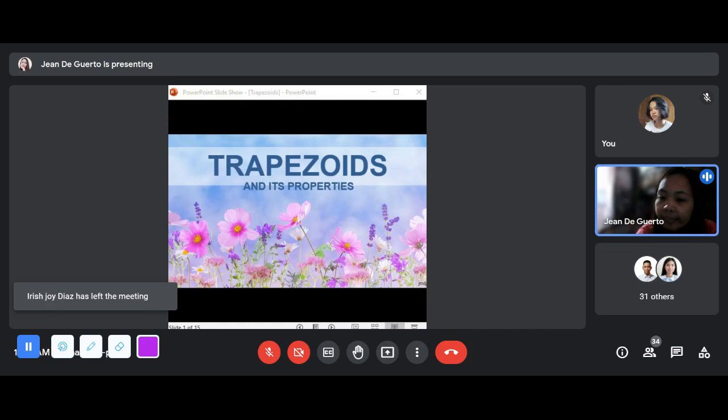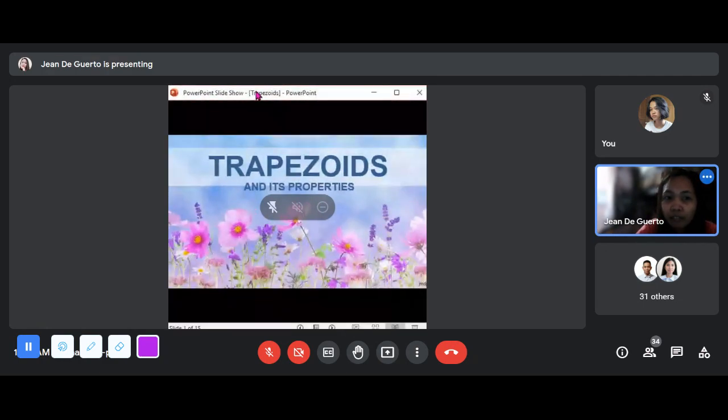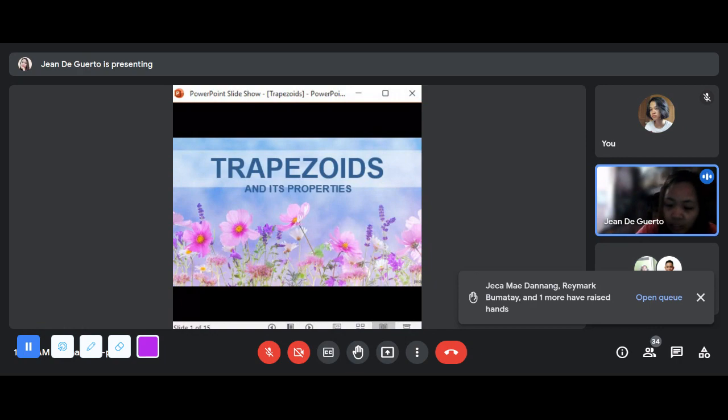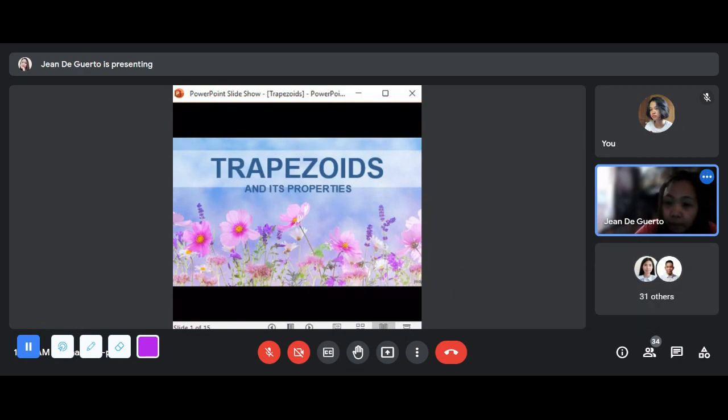Okay, so our next lesson, next topic is about trapezoids. Okay, so last time, diniscuss natin yung mga properties ng parallelograms. So special parallelograms. Ano ulit yung tatlong special parallelograms we have? Would like to enumerate the 3 special parallelograms, Jeka. The square, rectangle, and rhombus po. Okay, we have the square, rectangle, and rhombus.